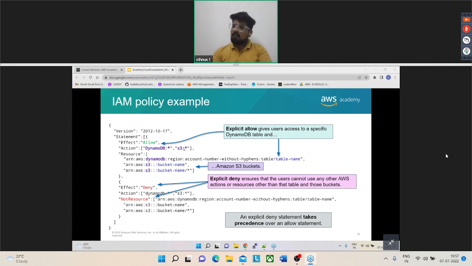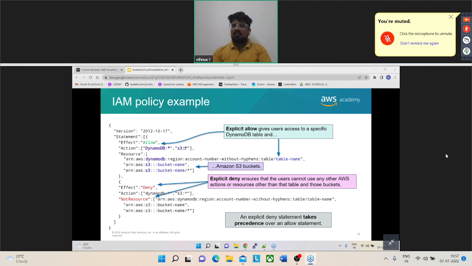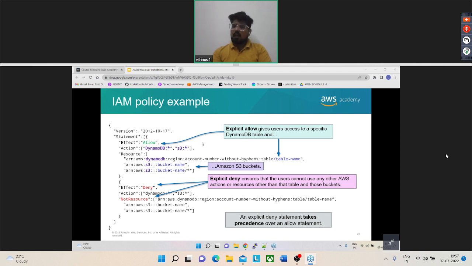In the same way, S3 is a service with the help of which you create S3 buckets. For the S3 service, there is a wildcard star, so all the actions are allowed. This comes under action. So this allow is going to be applied on all the DynamoDB service tasks and all your S3 service tasks.